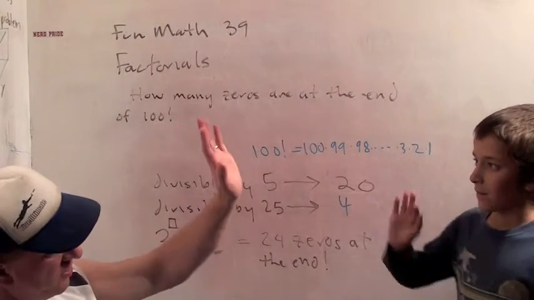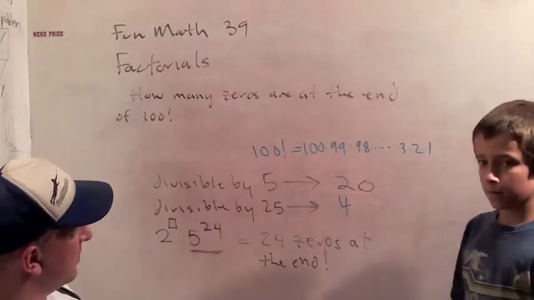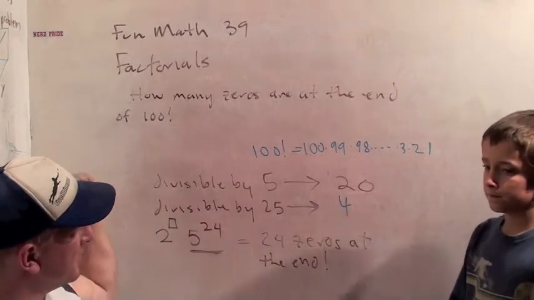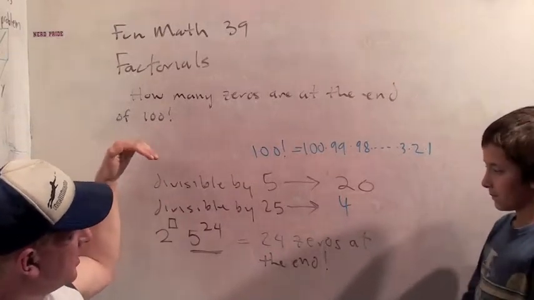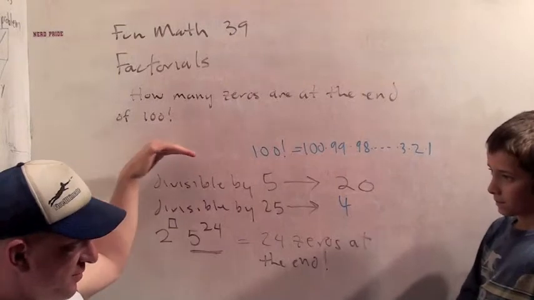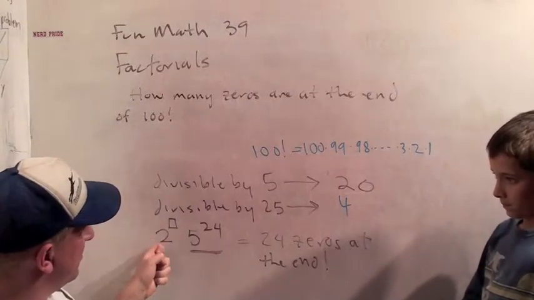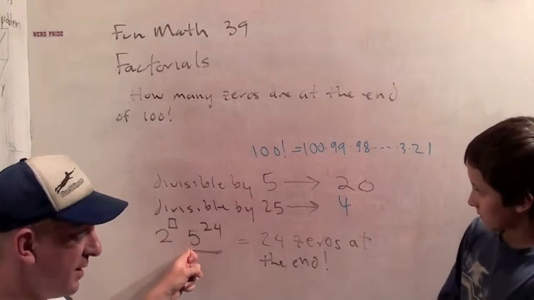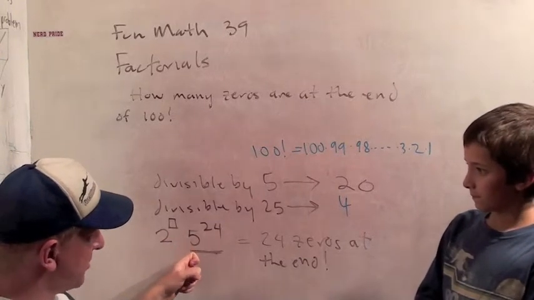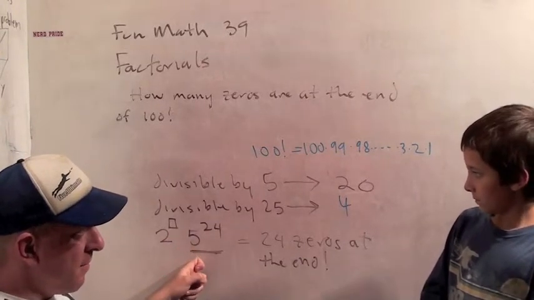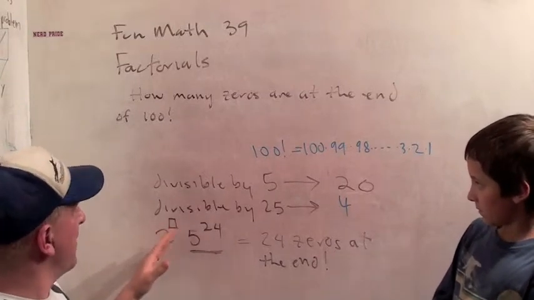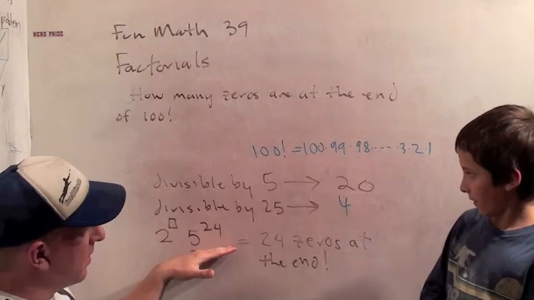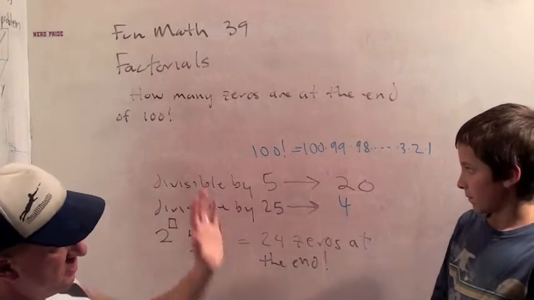Good job today. 100 factorial has 24 zeros at the end. The way we solved that problem was we said that to get a 0 at the end, you're going to need a 10, which means a 2 and a 5. So we have to figure out how many 2's there are and how many 5's there are. But then we said, wait a minute, there will be fewer 5's. So let's just figure out how many 5's there are, because it doesn't matter if there's 1,000 2's, there's only 24 5's, so you can only get 24 zeros. There we go, 24 zeros at the end.